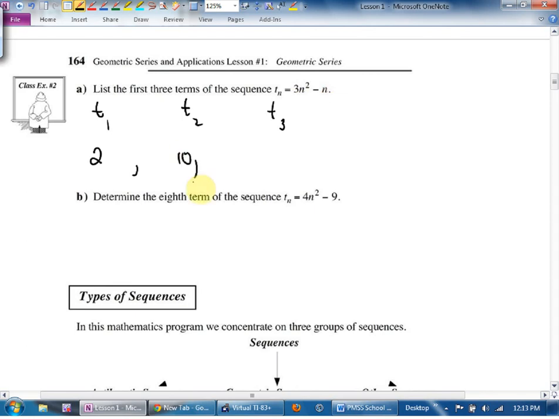Try finding the third term on your own. Your hint is it's 3 squared times 3 minus 3. 3 squared is 9. Is it that? Okay. B says find the 8th term. How would I find the 8th term? Put an 8 in for n. N is the term number. I'm not going to bother.